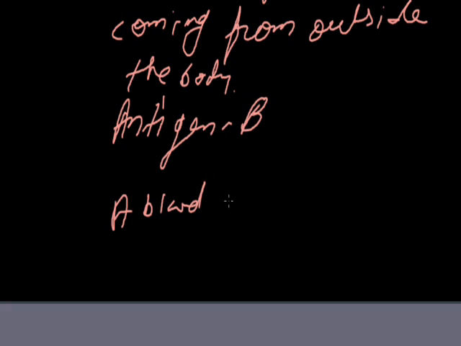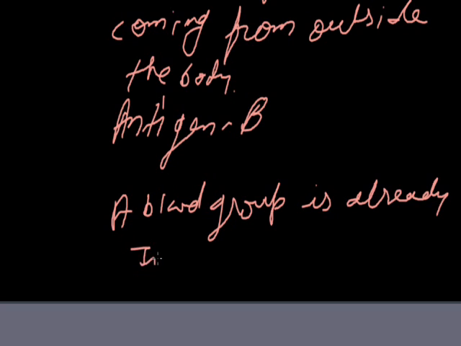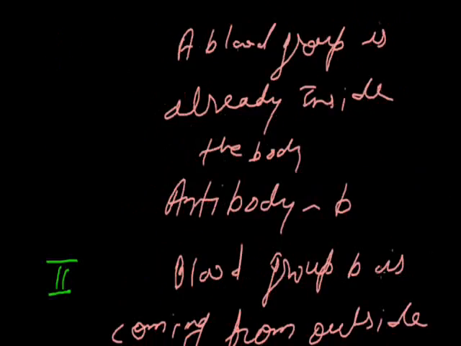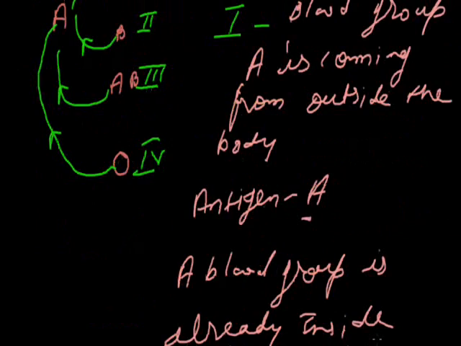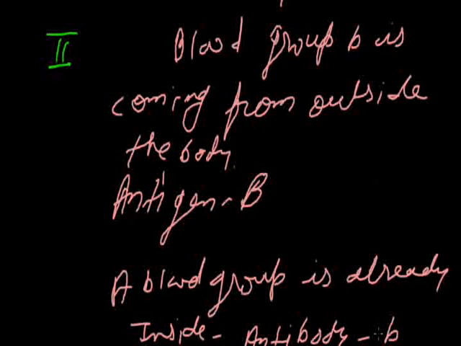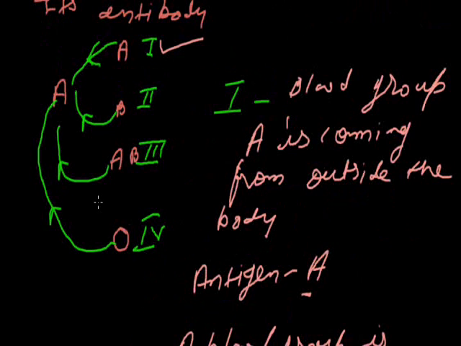Blood group A is already inside the body. You should watch its antibody. In the second case, the antigen and antibody will be common. We know that in case number 2, the antigen and antibody will be common. So we can simply say that if they match, the transfusion of blood will not be possible.